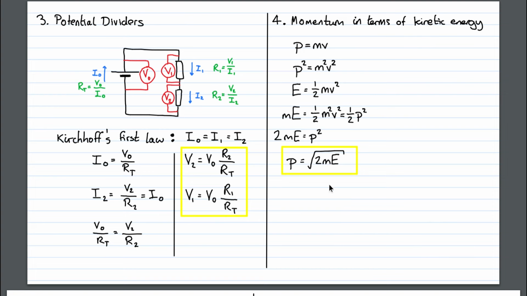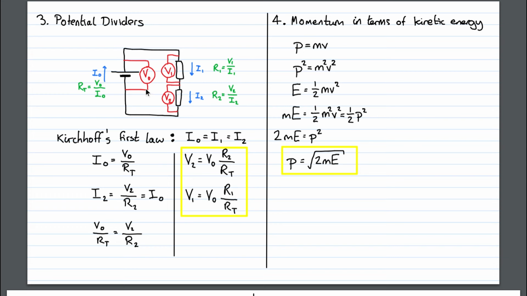So what about potential dividers? Well, here I've got a simple circuit. And in this simple circuit, I've got a potential difference across the power supply, which I'm calling V0, a potential difference across this top resistor, which I'm calling V1, and a potential difference across this bottom resistor, which I'm calling V2. Now, the current passing through the power supply, I'll call I0. The current passing through the first resistor, I'll call I1. The current passing through the second resistor, I'll call I2.